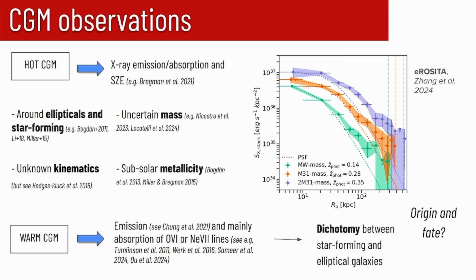Then we have the warm circumgalactic medium, with temperatures of about 10^5 Kelvin, which is mainly observed with the absorption of O VI lines. The main result I wanted to point out from observations is that people have found there seems to be a dichotomy between star-forming and early-type elliptical galaxies, with more O VI warm gas found around galaxies that are star forming. So there might be a connection with the star formation of the central galaxy, but again, the connection is not well established.